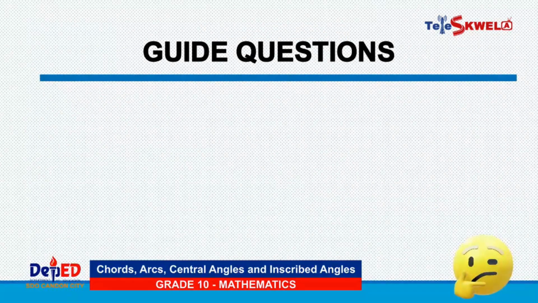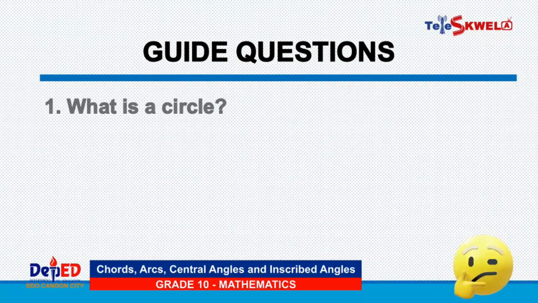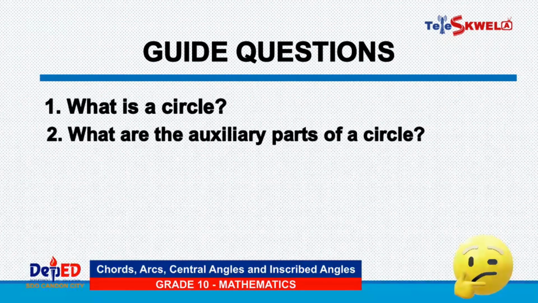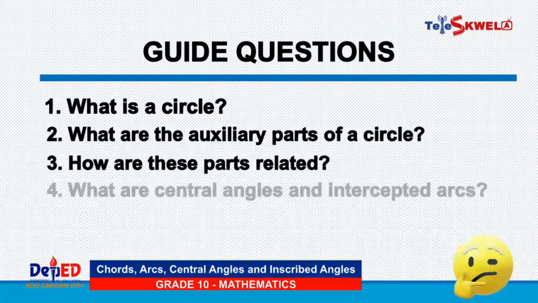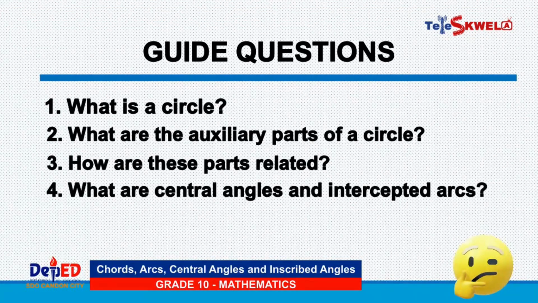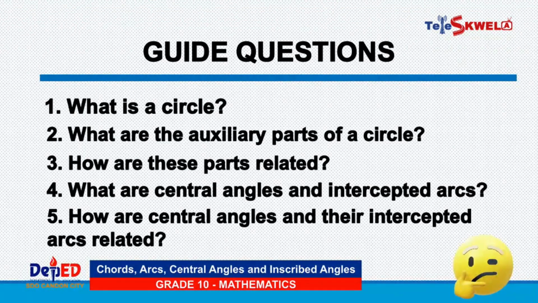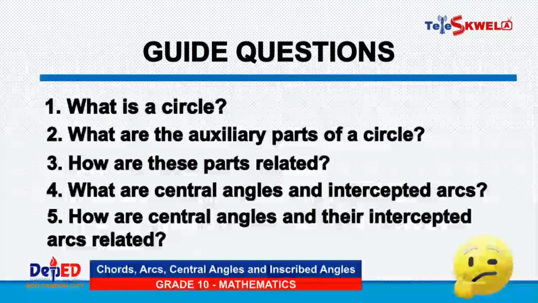Here are the questions that will guide us as we go through our lesson. First, what is a circle? Second, what are the auxiliary parts of a circle? Third, how are these parts related? Fourth, what are central angles and intercepted arcs? And 5, how are central angles and their intercepted arcs related?